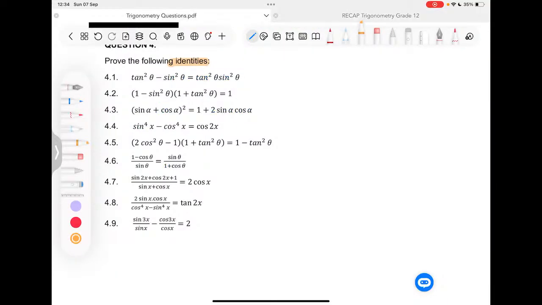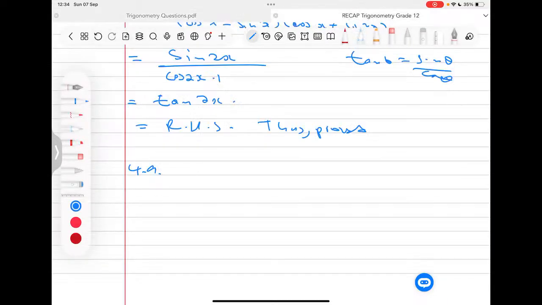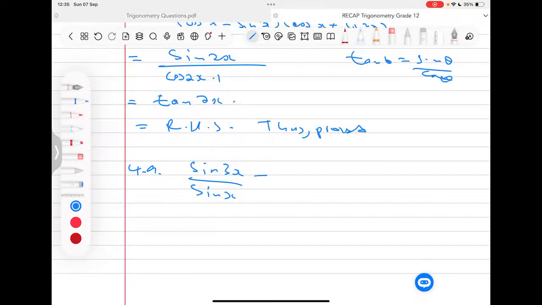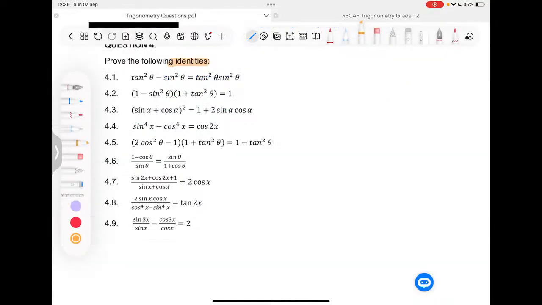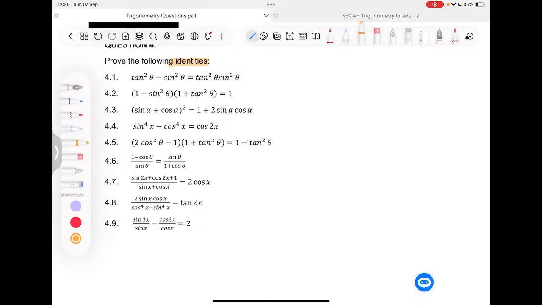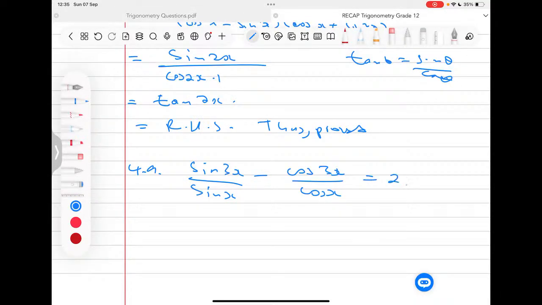4.9, we are given sine 3x over sine x minus cos 3x over cos x. They're saying this is equal to 2.